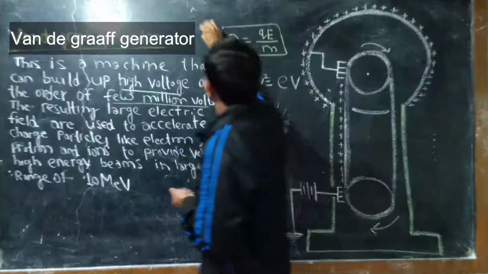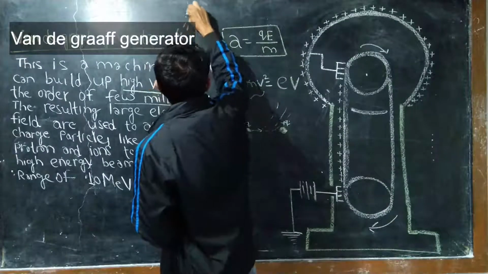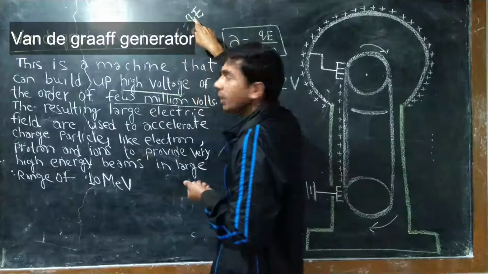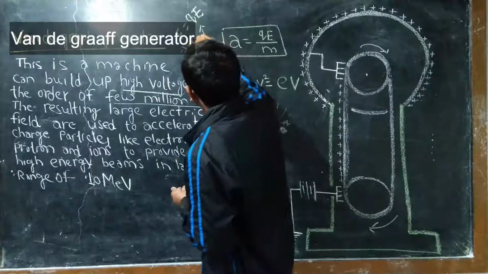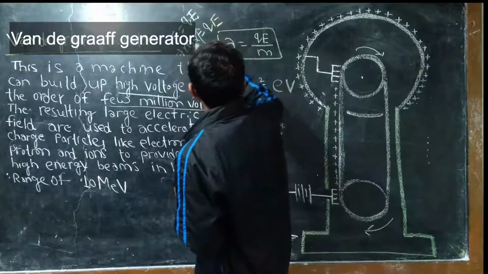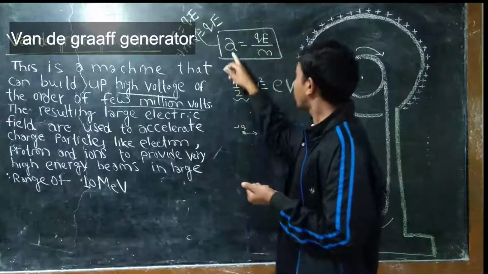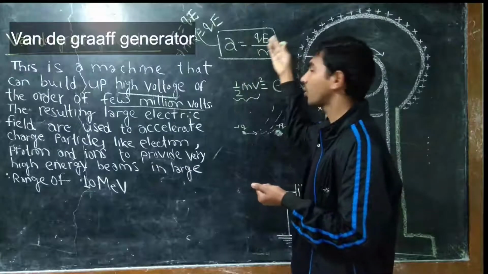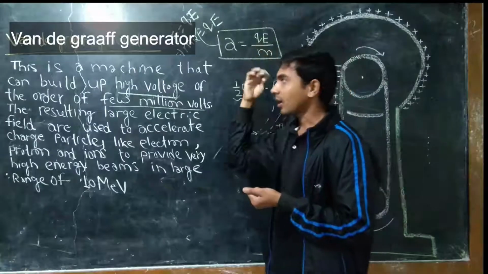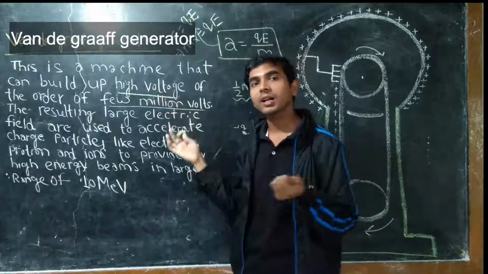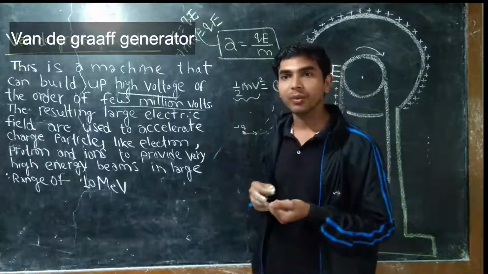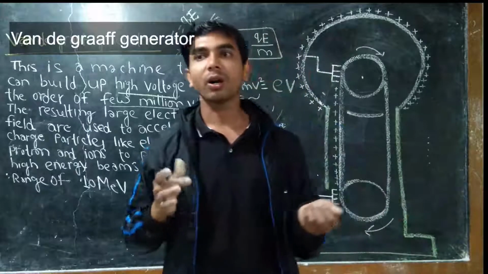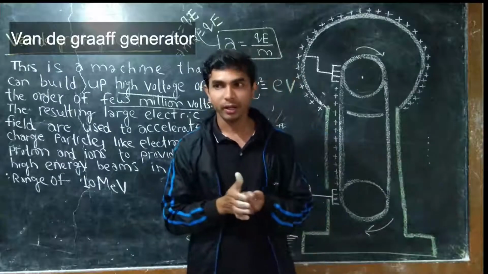From where is this coming? F is equal to Q into E: the force on a charged particle in an electric field is QE. And F is equal to ma, so from here we can get the acceleration. To get higher speed we require higher acceleration, for higher acceleration we require a higher electric field, and that much electric field we are able to create from the Van de Graaff generator. So somehow you are able to understand the application of the Van de Graaff generator.